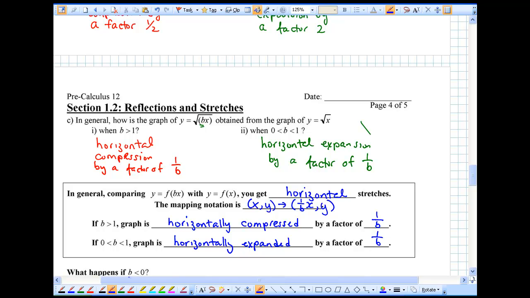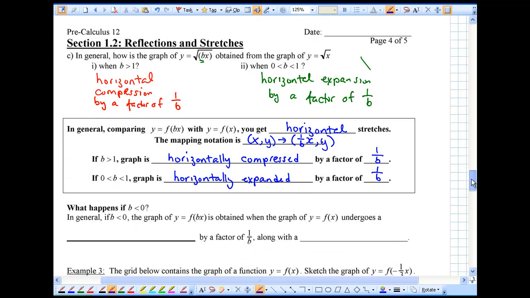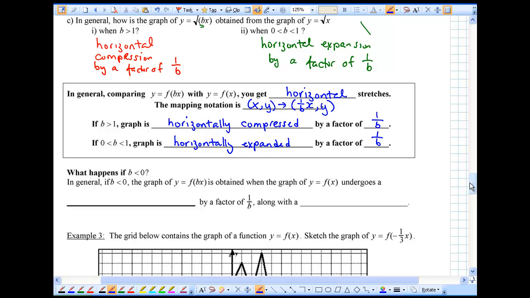Just like for a, when we have b and it's less than 0, something happens. It looks like when we have this case, we just told you that there is a horizontal stretch by a factor of 1 over b, along with the b being negative. That's a reflection, and do you remember in which axis? If you said the y-axis, you are good.